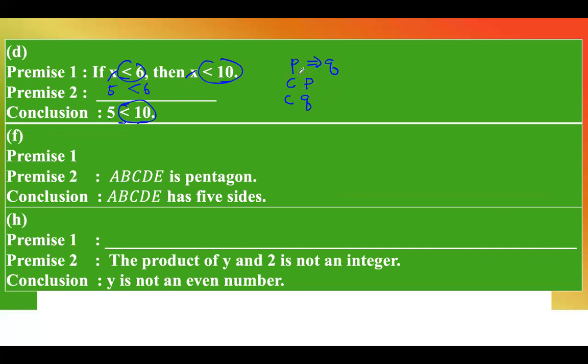So what is our P? X less than 6. So what is X? 5 less than 6, okay? So this one, ABCD is a pentagon. ABCD have 5 sides, okay? So our answer cannot be type 2 because for type 2, this is specific, right? So we want a general. Remember, general to specific, because this is a deductive argument.